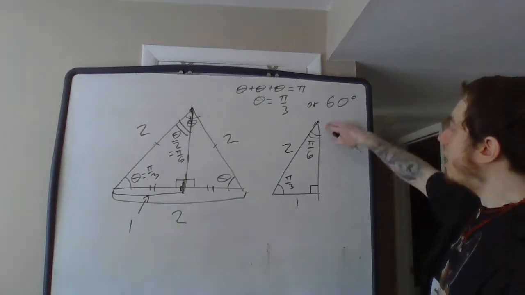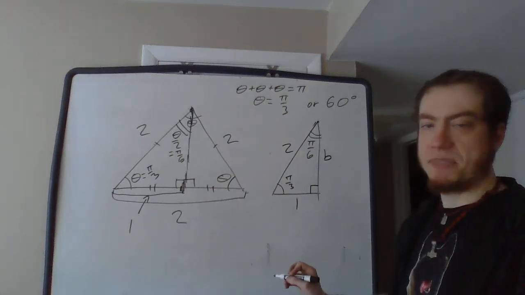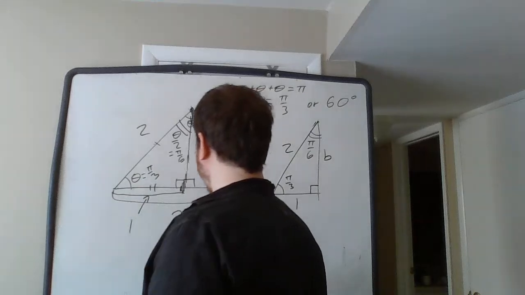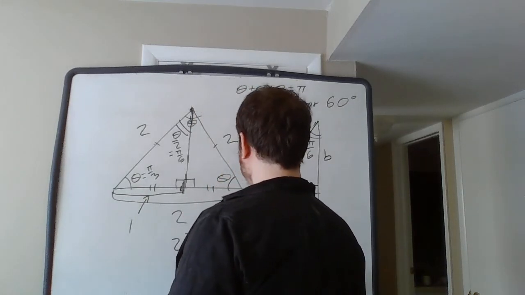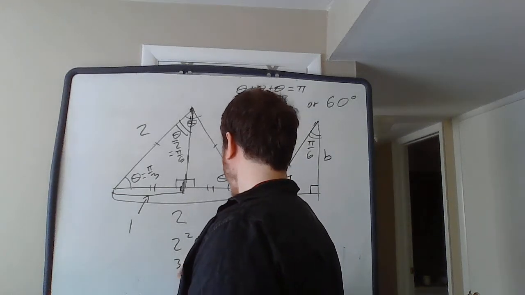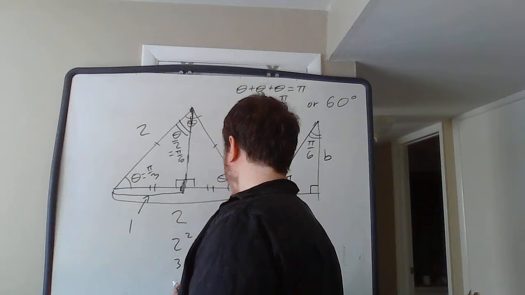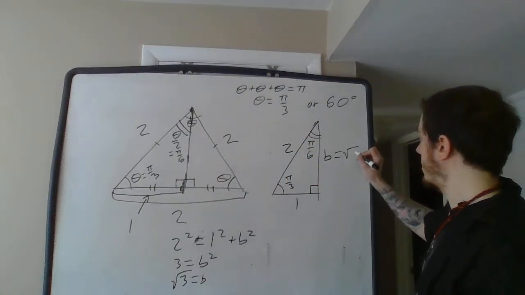What is the height of this triangle? Well, if I call this side b, the Pythagorean theorem tells me that 2 squared is equal to 1 squared plus b squared. That gives me 3 equals b squared, or square root of 3 is equal to b.